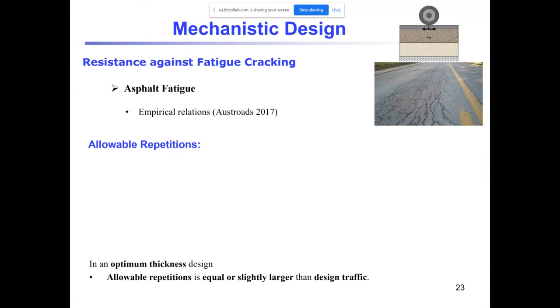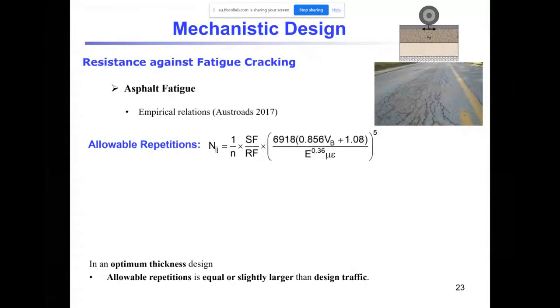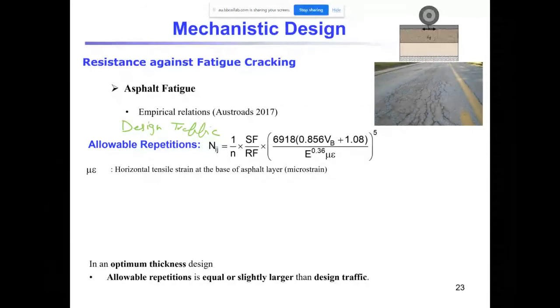We have the same approach for different layers. Again, for asphalt fatigue, in order to check that, Austroads provides us with one empirical equation which gives us the allowable repetition, right? So for asphalt, in order to check whether cracking occurs, whether fatigue occurs in that layer, this is the allowable repetition, and you need to compare that with the design traffic. What are the terms in this equation? This is the strain in terms of microstrain. This is the Young modulus of the pavement.